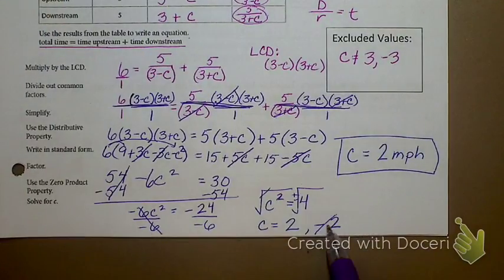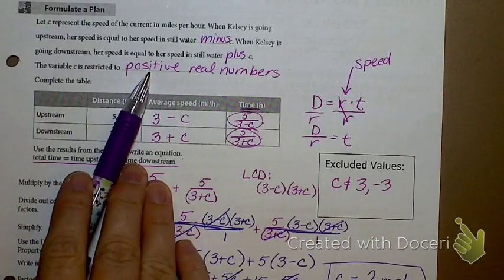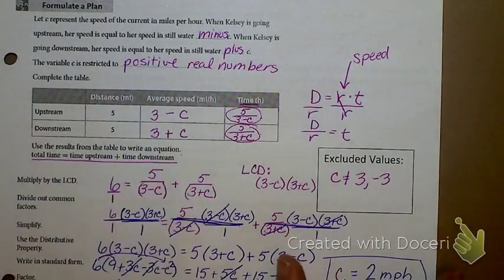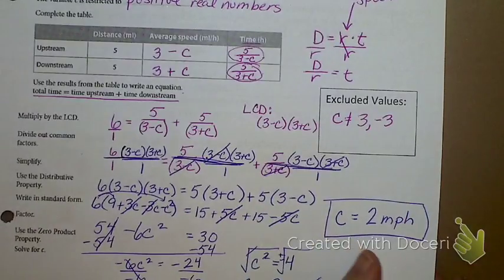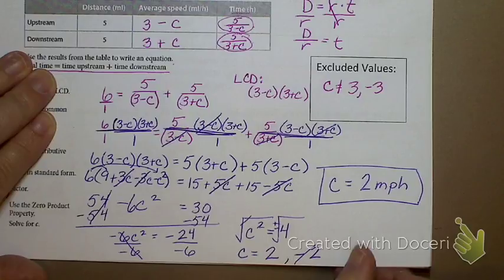So even though this wasn't an excluded value, it was a restriction that we put on here because we knew we had to only talk about positive real numbers. That's also known as a restriction on the domain if we were to graph this. We're not going to graph this, thank goodness, but if we were, that would be a restriction on your domain. Okay? All right. Turn to the backside.